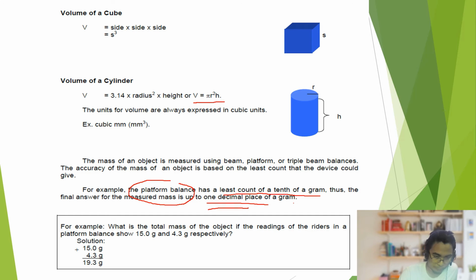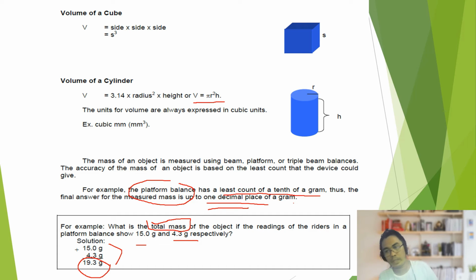Okay, so very simple problem because you are asked only to get the total mass. Okay, when we're asked to get the total, we simply add all the given, right? In this case, we have two given, that's 15.0 and 4.3. So the result therefore is 19.3 grams. Okay, that's how we account for the mass of the object. Very basic, right? Okay, I hope you can still follow.